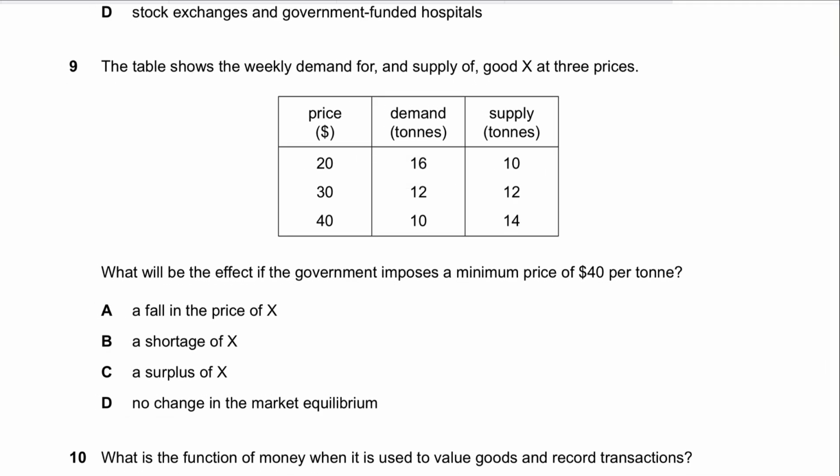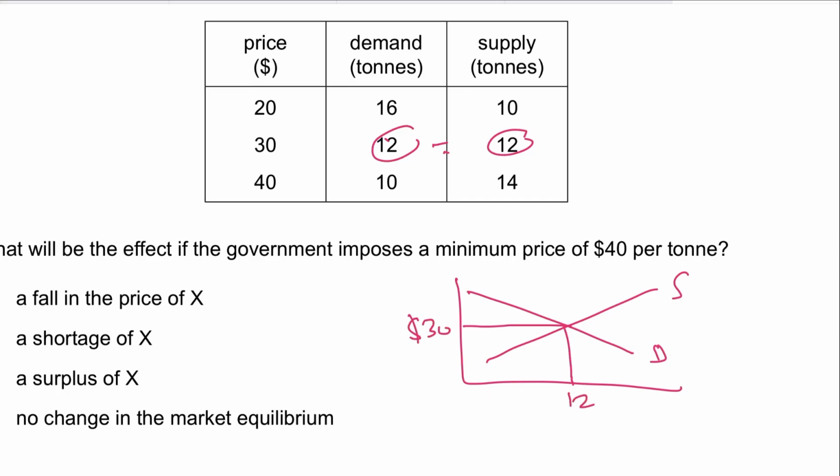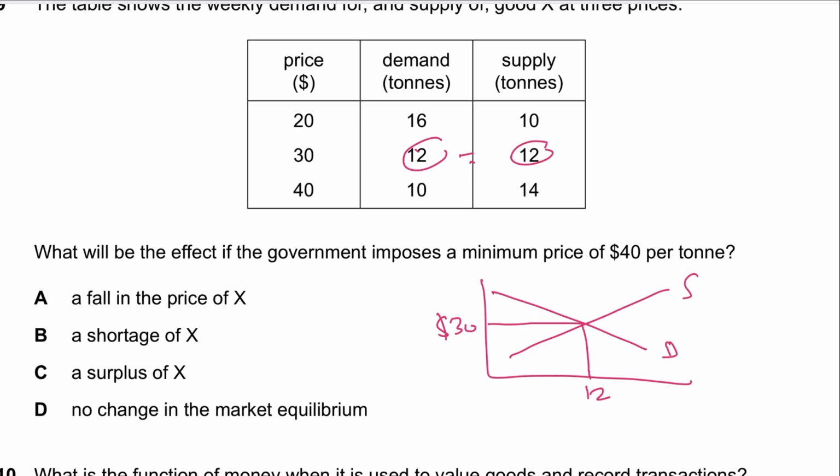Question number 9 says, the table shows the demand and supply. What will be the effect if government imposes a minimum price of 40? So first you need to find the equilibrium price, where demand and supply are equal, which is 12 and 12, which means that the equilibrium price has to be $30, where there's no excess demand or excess supply. Demand and supply both are equal at 12 units at $30.